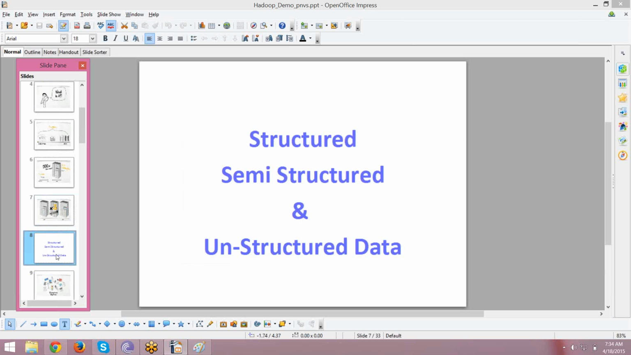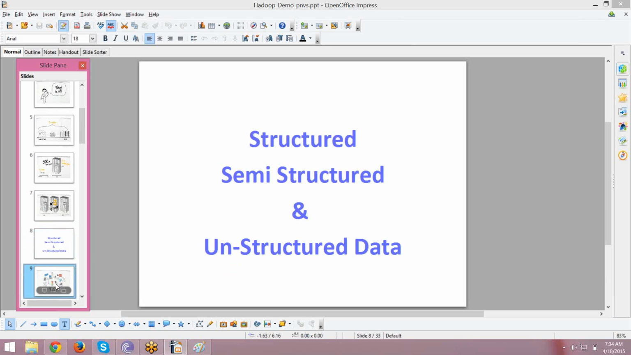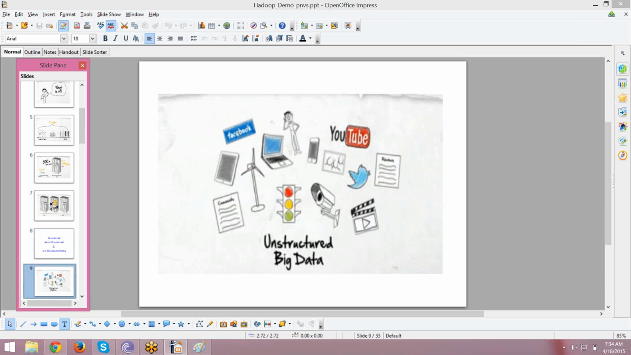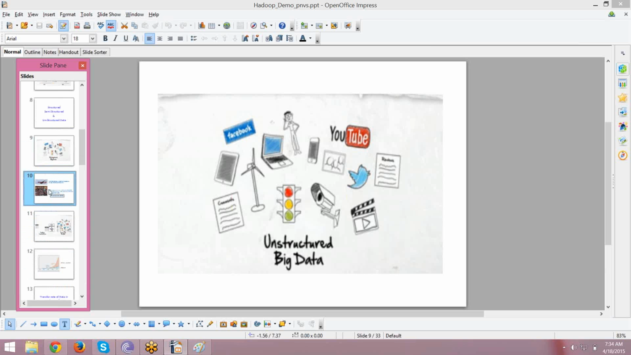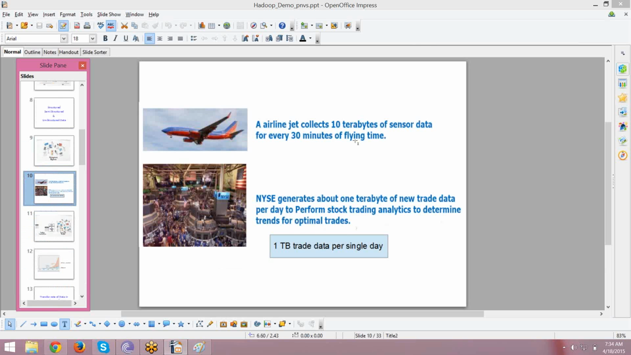As I told you, there are different types of data: structured, semi-structured, and unstructured. Most of the unstructured data is coming from resources like Facebook, mobile, laptops, phones, YouTube, Twitter, video. Everything is coming as unstructured data, right? Here is where we are facing a lot of data. Just another few use cases.